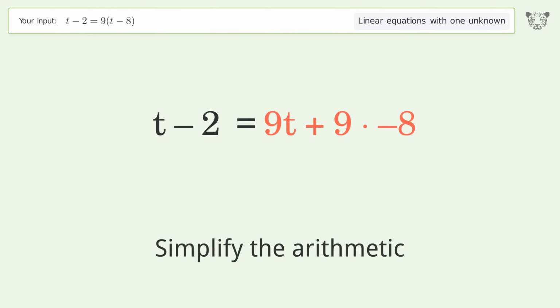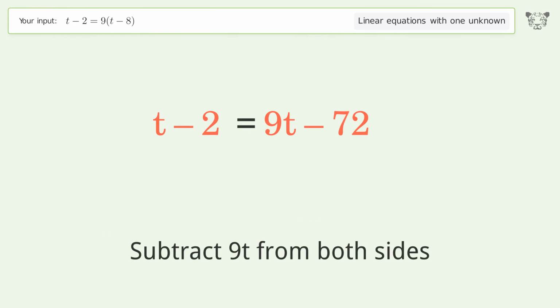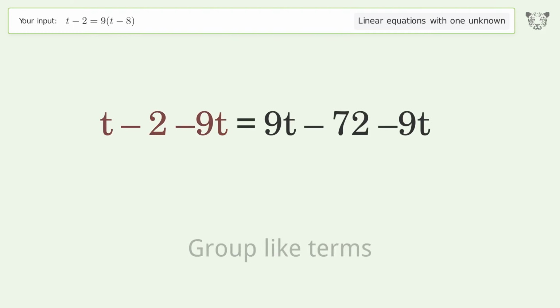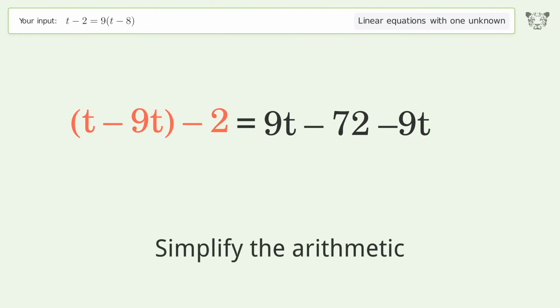Simplify the arithmetic. Group all t terms on the left side of the equation. Subtract 9t from both sides. Group like terms. Simplify the arithmetic.